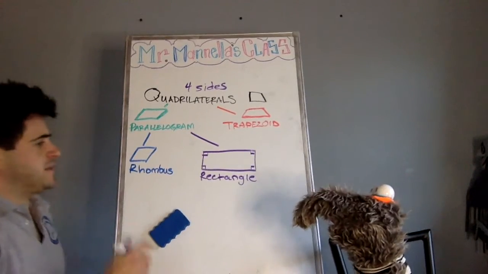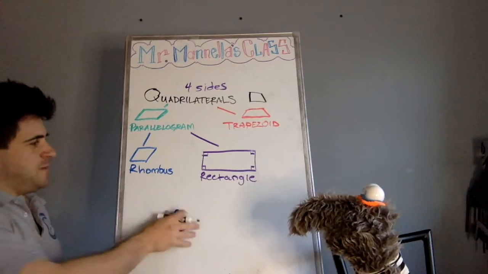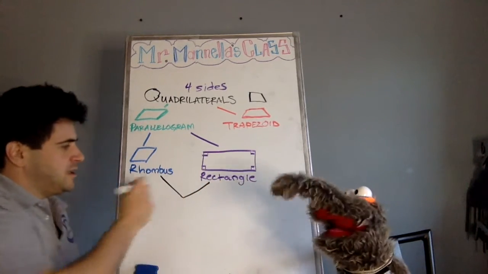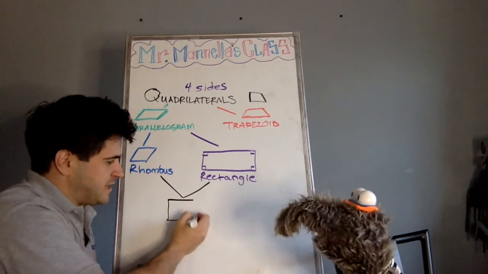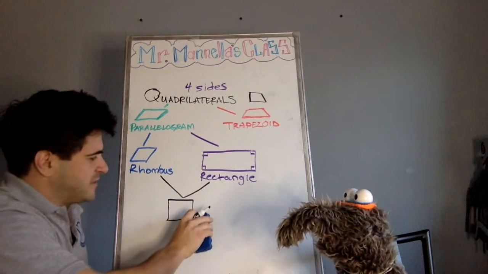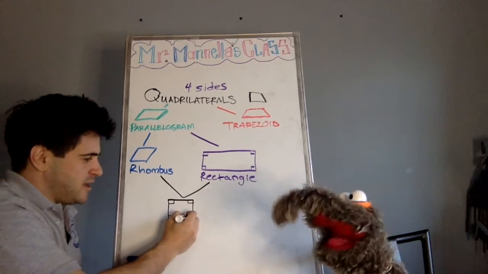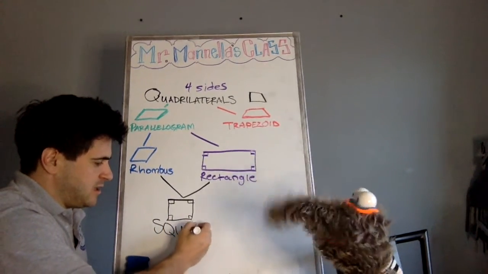Now what's really cool here is we're going to bring rhombus and rectangle together. Oh, are they going to fall in love? They're going to be a shape that has four right angles, all the sides are parallel, and all the sides are the same length. What do we call that shape? It's a square. Oh, rhombus and rectangle baby is a square.